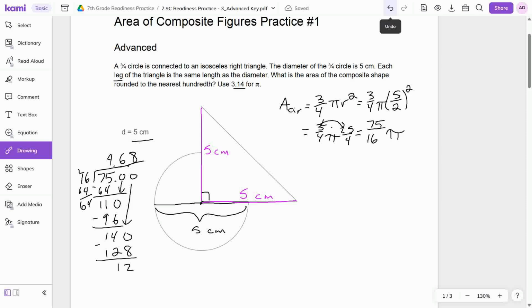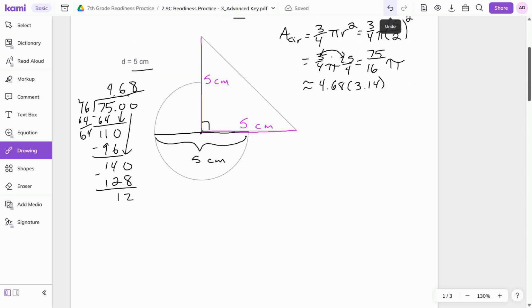So we've got 4.68 times pi. So instead of equals, what we're going to do is put approximate here. 4.68 times, let's substitute in our 3.14. And so let's go ahead and do that. Put a little space over here.